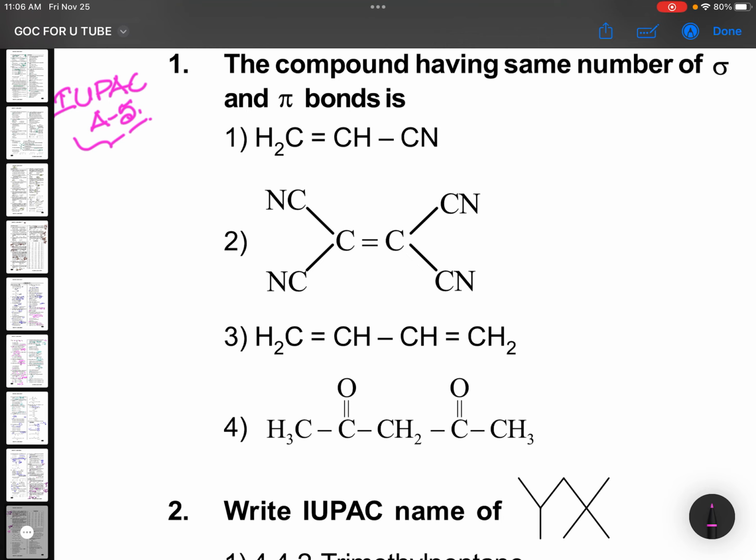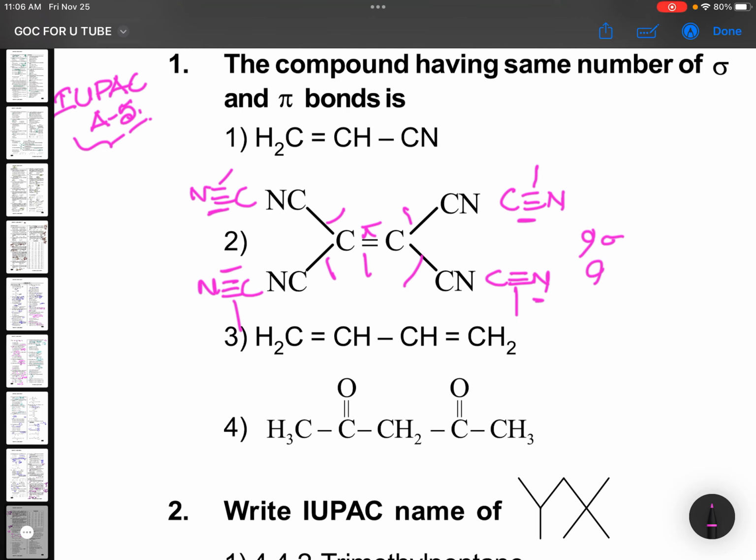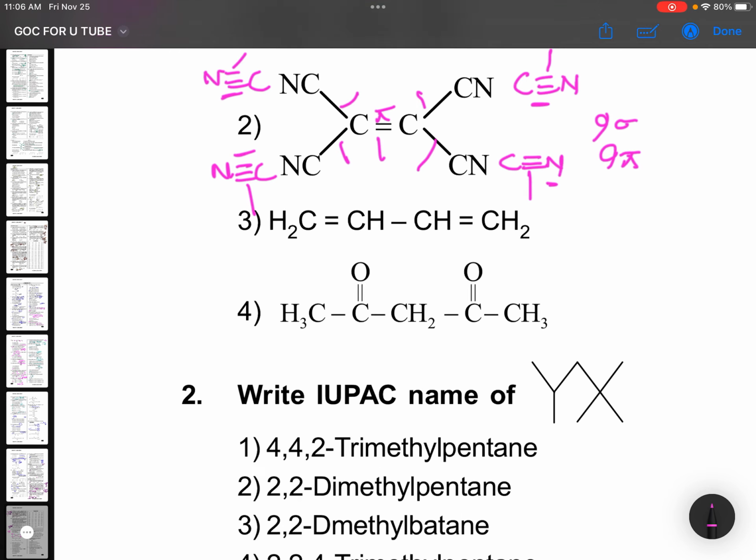The compound having the same number of sigma and pi bonds is, see here, C triple bond N. There are 9 sigma bonds. Pi bonds: here 2 pi bonds, 2 pi bonds, 2 pi bonds and 2 pi bonds. So it is option 2.